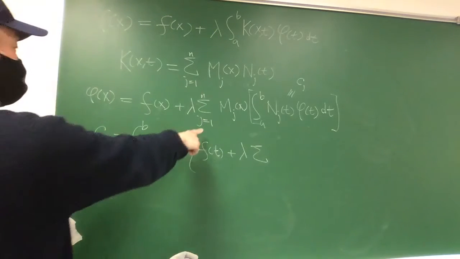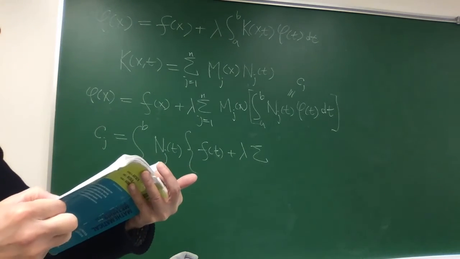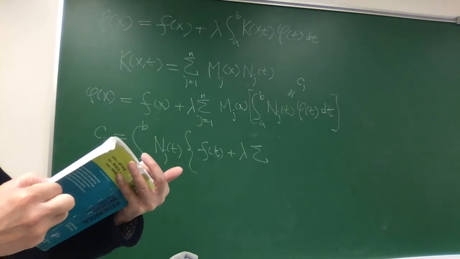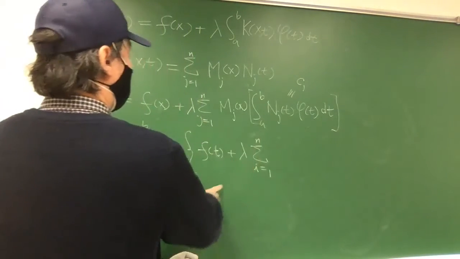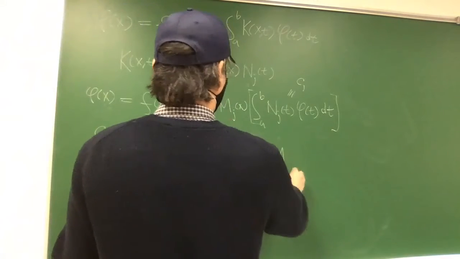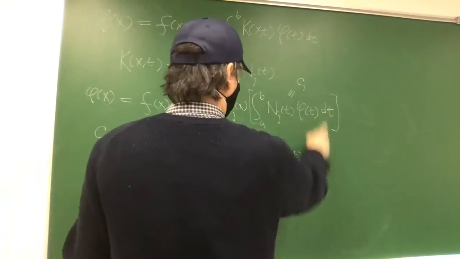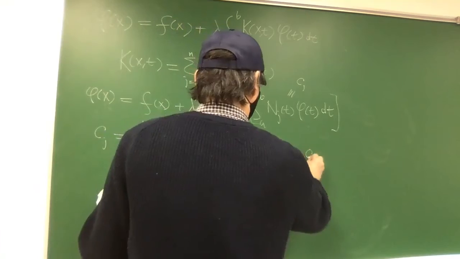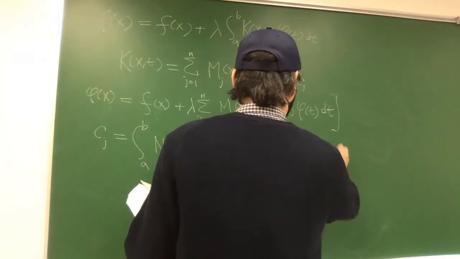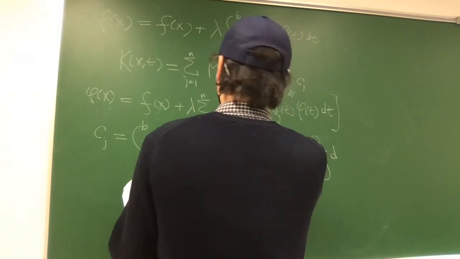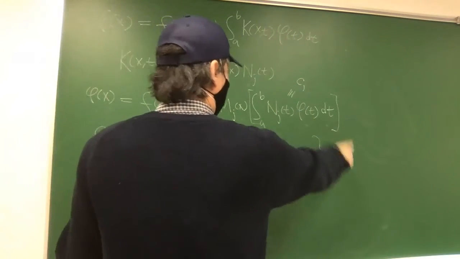Now this sum, you cannot use j because you already use j here. You use another index. What is used in your textbook? I think it's I. It doesn't matter what you call it. So I from 1 to n, right? And then m sub I, function of t, times, this is just a constant, so that's why c sub I. And then dt. Because this is phi, this is n, this is phi, and this dt.